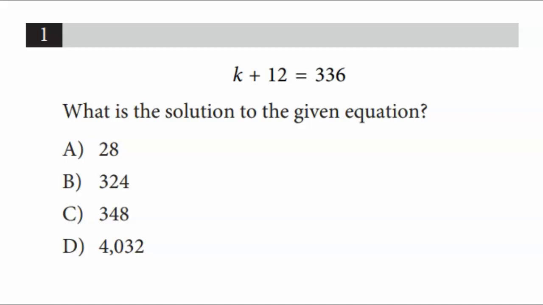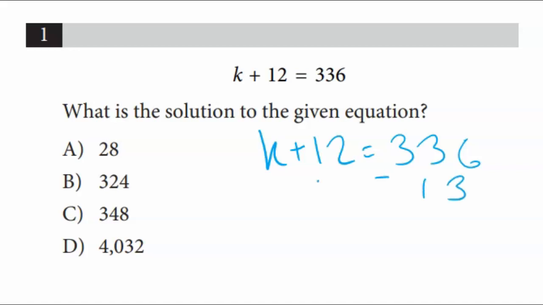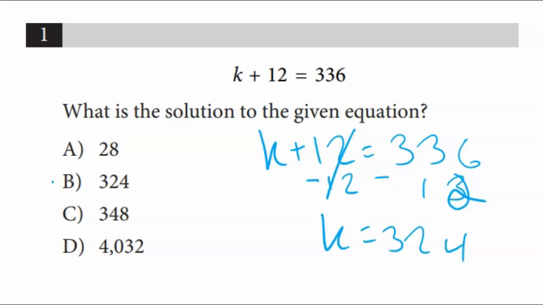All right, number one, what is the solution to the given equation? So we're going to get k plus 12 equals 336. So we're going to subtract 12 from both sides. We're going to get k equals, it's supposed to be 12, not 13. 4, 2, 3. There we go.